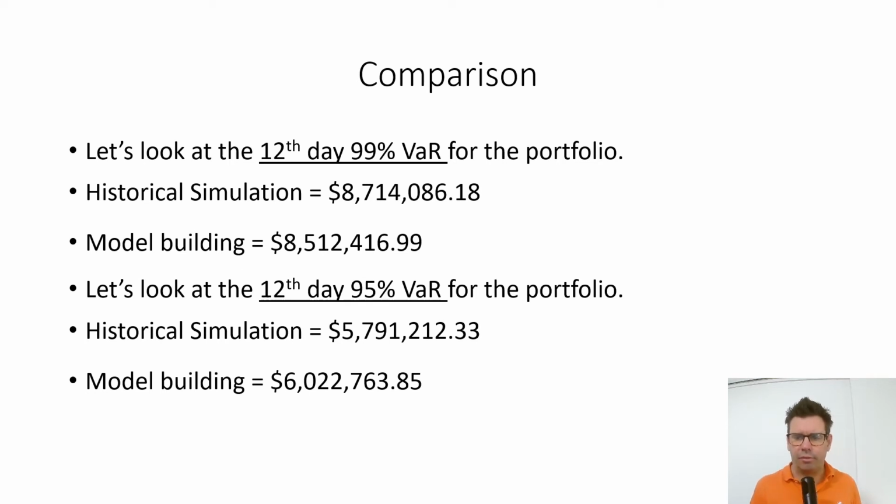Let's compare the two different approaches by looking at two sets of results. Firstly, let's look at the 12th day 99% VaR for the portfolio on both approaches. We can see that historical simulation method has produced a higher value at risk number than the model building approach. This clearly indicates that the historical simulation approach is slightly more conservative on the 12th day at a 99% value at risk. The variation in the two results is not that far apart, considering the size of the losses.